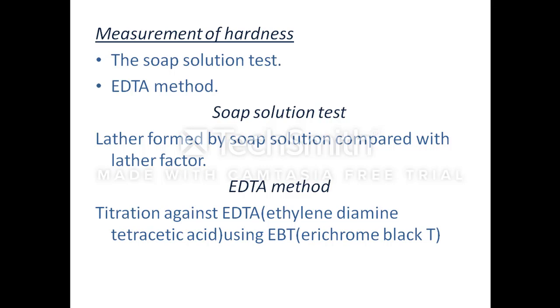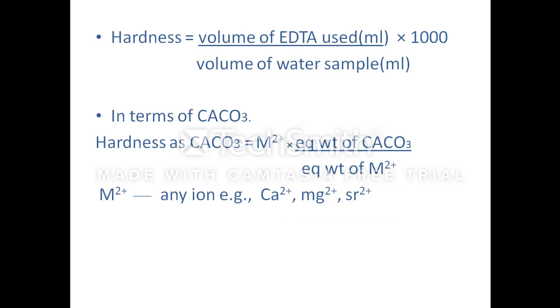In EDTA method, the water sample is titrated against the EDTA, that is ethylene diamine tetraacetic acid. In this titration, EBT, that is Eriochrome black T, is used as an indicator. The total hardness in terms of milligram per liter is equal to volume of EDTA used in ml divided by volume of water sample in ml into 1000.